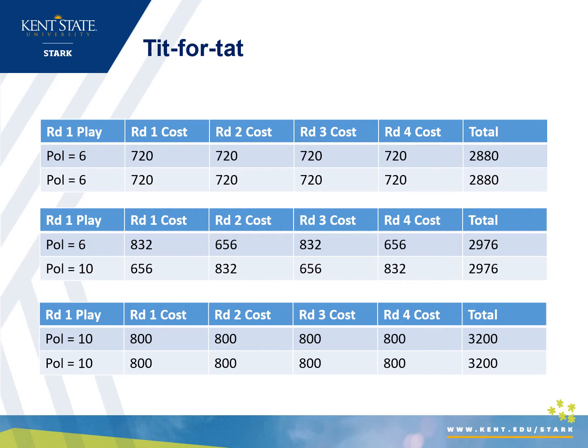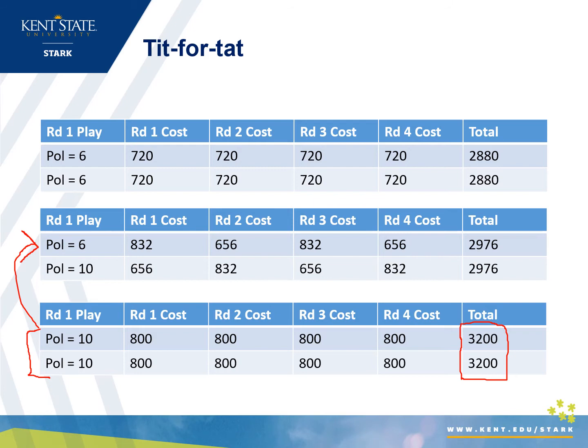If both of them decide to play what we knew were the individually rational strategies in that one-round game, that is to pollute 10, then we end up with, say over the course of 4 rounds, just as an example, a total cost of 3,200. And let's just say the first player is thinking about whether it makes sense for them to play 6 instead in that first round, because that would induce the second player to play 6 in the second round. So we're looking at changing from the bottom line up to this middle example.